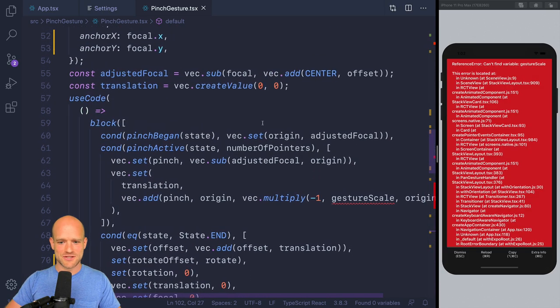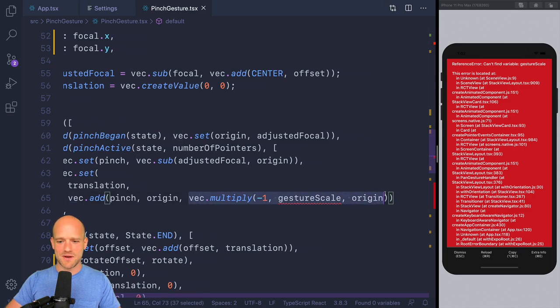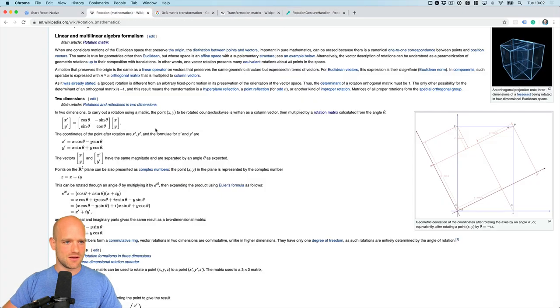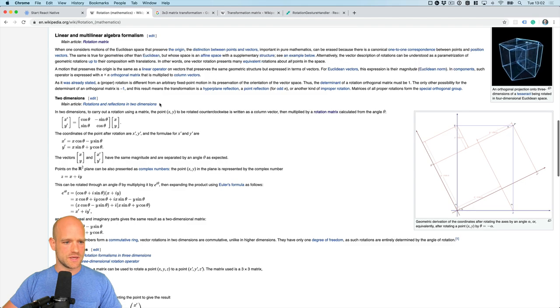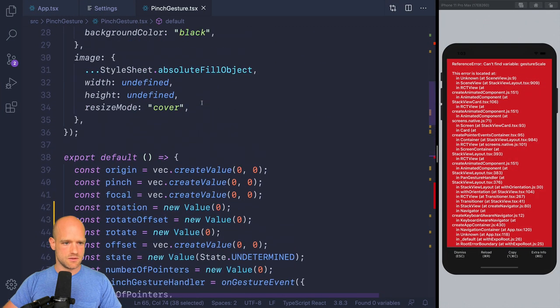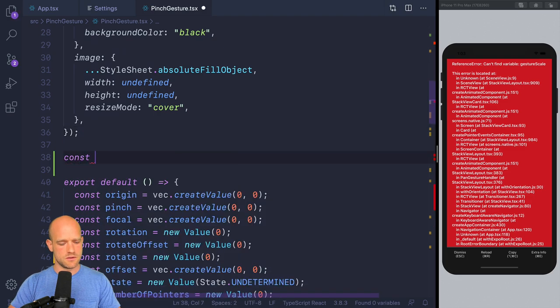So now the interesting part, how do we calculate the translation of minus origin here? So we can find it on Wikipedia. If we go on the rotation Wikipedia page, we're gonna use this formula here. So we're gonna create a function called with rotate. And the first parameter is gonna be a vector.